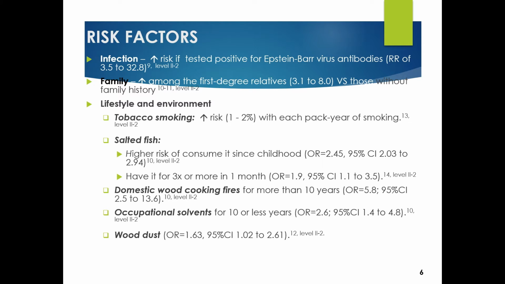The risk factors are, the first is infection. One is at increased risk of NPC if tested positive for EBV antibodies. It is also increased if someone has strong family history, especially first-degree relative, compared to those without family history. Smoking also increased the risk to 1 to 2%. Other risk factors are salted fish, especially if consumed since childhood, domestic wood cooking fires, occupational solvents, and also wood dust.